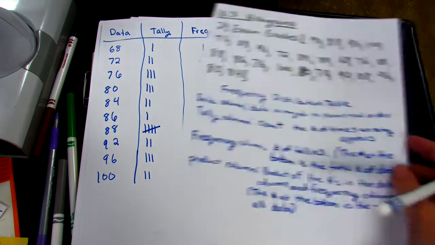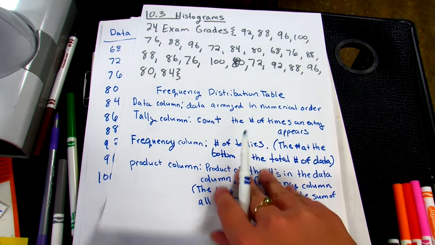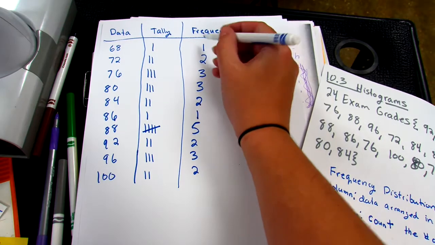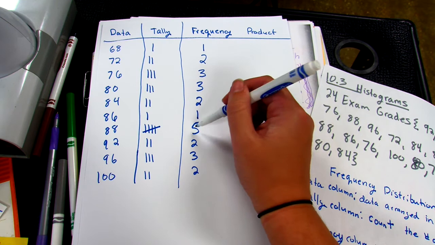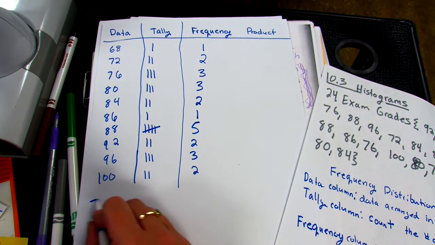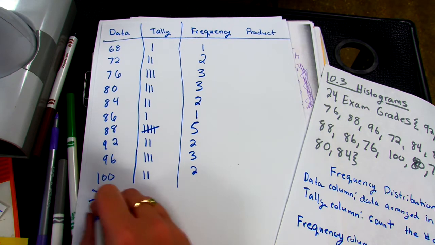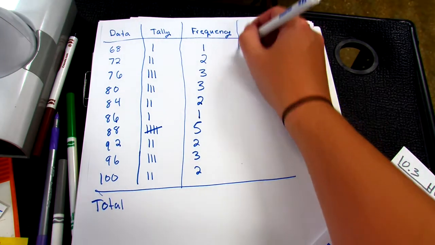So remember, at the bottom of the frequency column, we have to total the number of data, right? So all of these numbers added up, 1 plus 2 plus 3 plus 3 plus 2 plus 1 plus 5 plus 2 plus 3 plus 2. If we add those all up, we get 24.